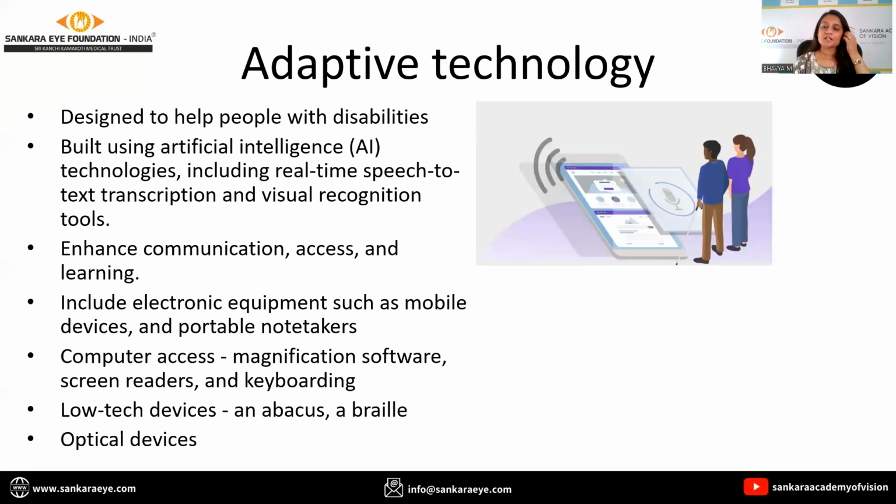For example, now we have Google TalkBack and also Google Maps, which help them in mobility. They also enhance access and communication for people, and it is also easy to learn.